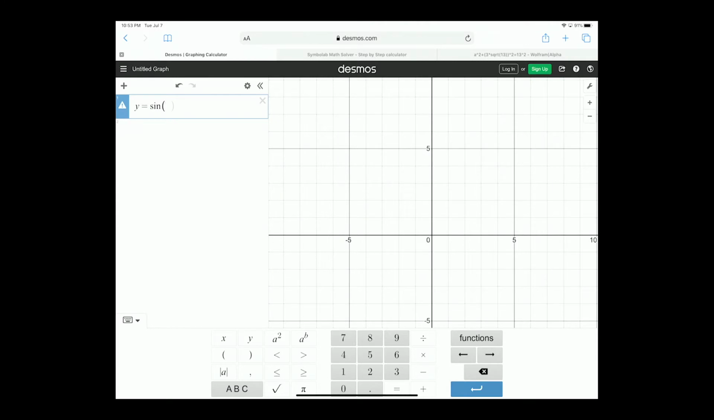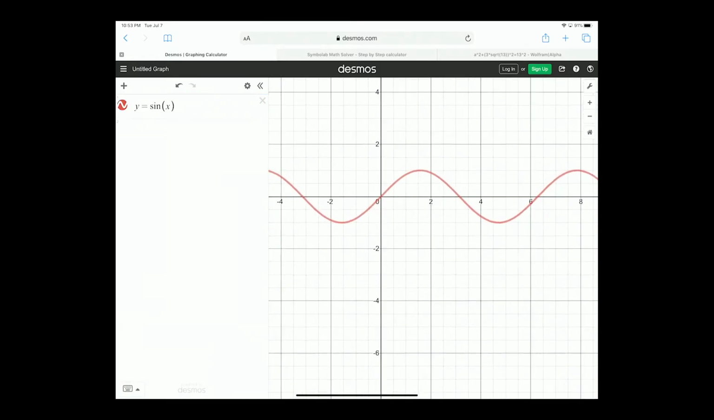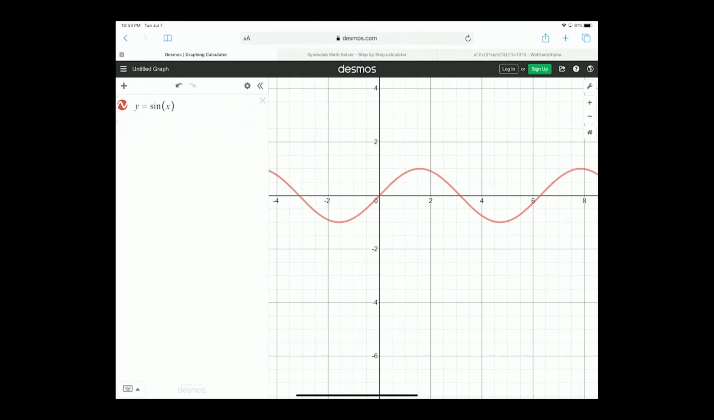Sine x. Okay, so there's y equals sine x. One thing you'll notice is that I can pinch and zoom and all that stuff, but notice that there's no pi's on the graph. That makes it hard to find any values.